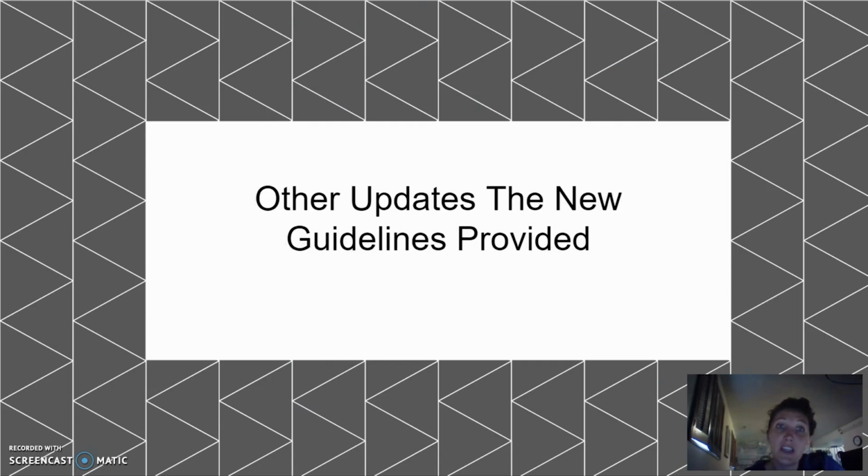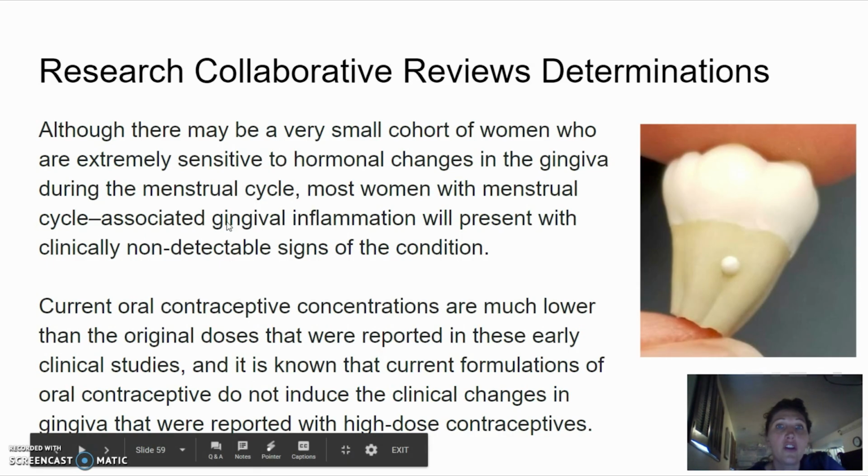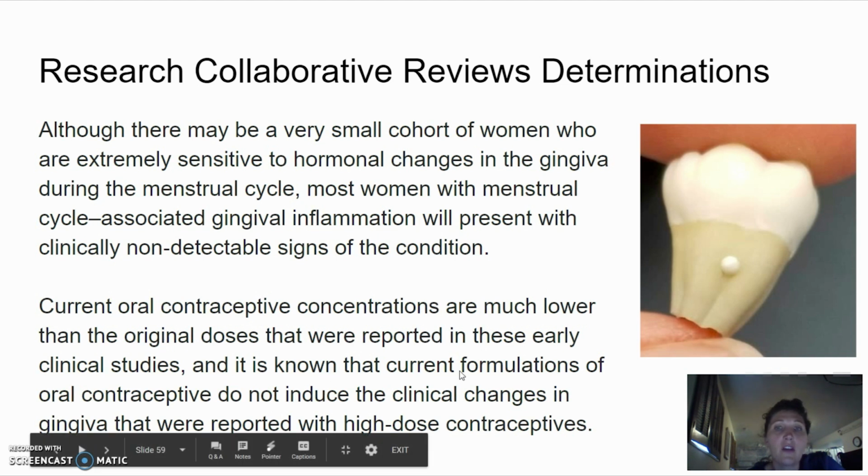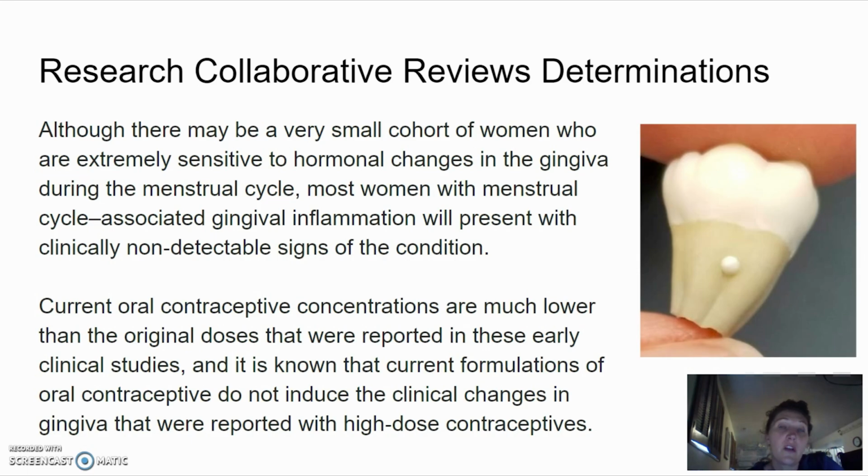Okay, the documentation also provided us some other new guidelines. They determined that there's a very small cohort of women who are extremely sensitive to hormonal changes during their menstrual cycle, but most women don't have it. There are no detectable signs. And contraceptives are much lower than the original doses that were reported earlier, and it's known that current formulations of oral contraceptives do not cause the clinical changes of the gingiva that were reported with high-dose contraceptives. So if you see gingivitis, we're not always just blaming it on their menstrual cycle or their birth control. So keep that in mind.